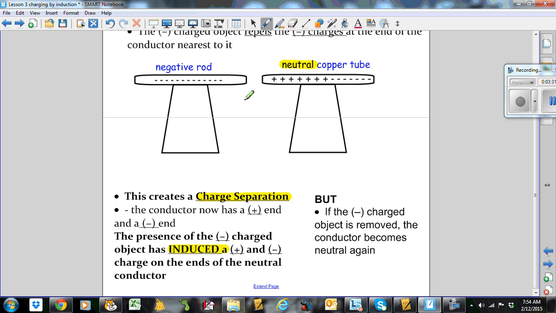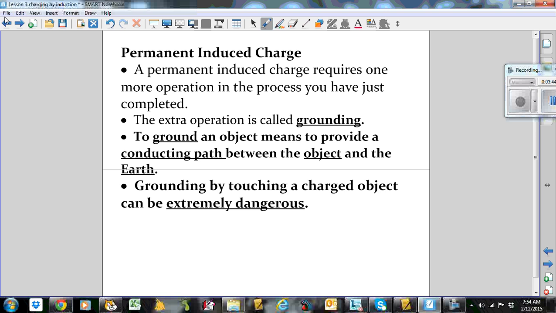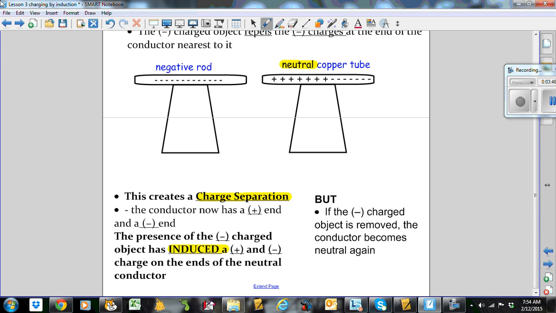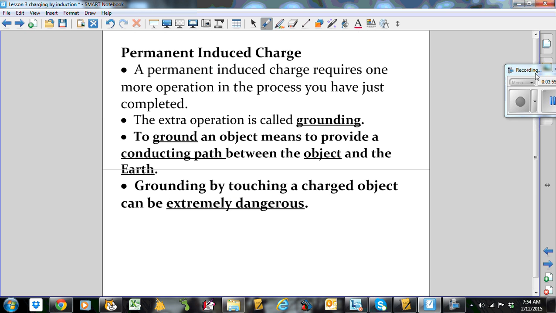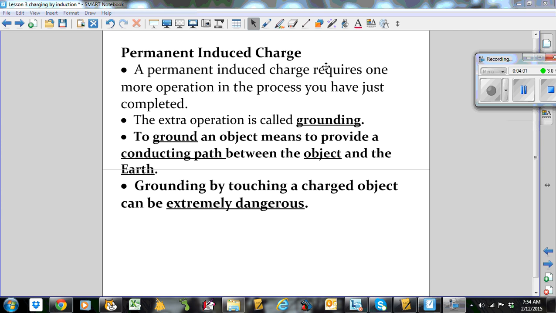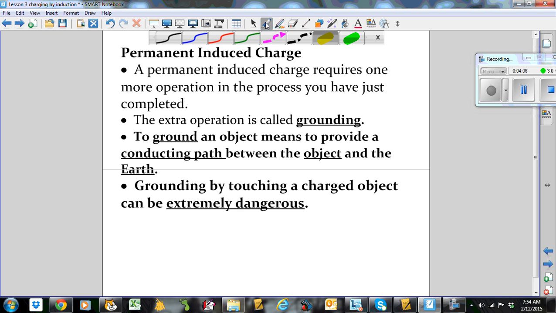Now, what would happen if we removed this negative charge? What happens to these electrons on the neutral copper pipe? Well, these electrons will flow back towards the positives, and they'll spread out, and the whole thing will become neutral again. That's what happens. There is a way to make this permanent. A permanent induced charge requires one more operation in the process you've just completed, and this extra operation is referred to as grounding.